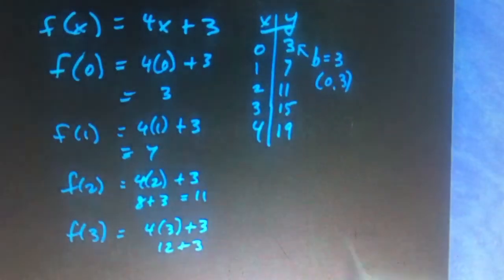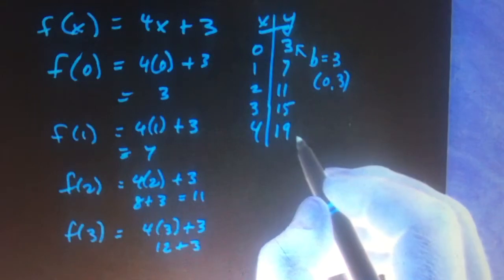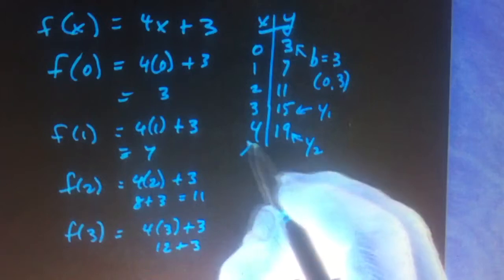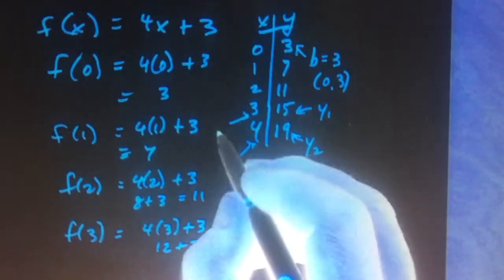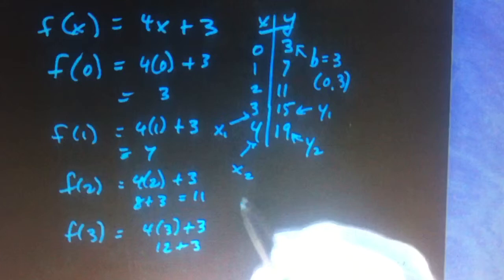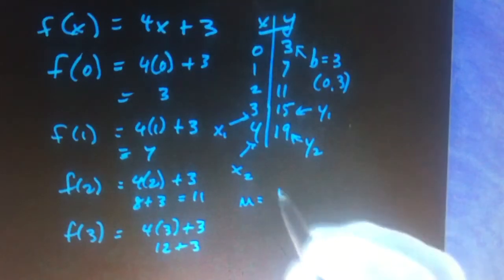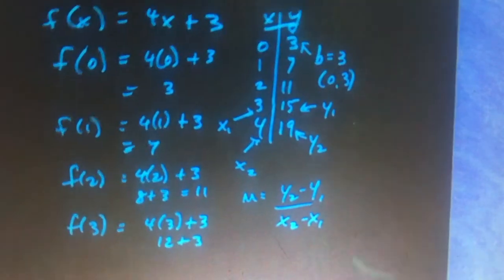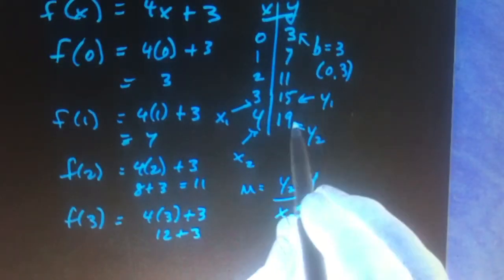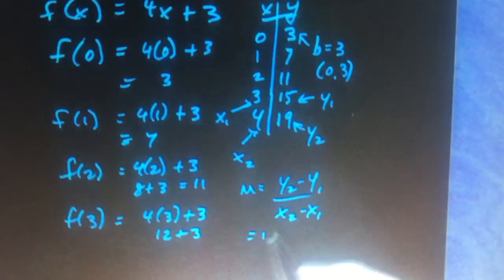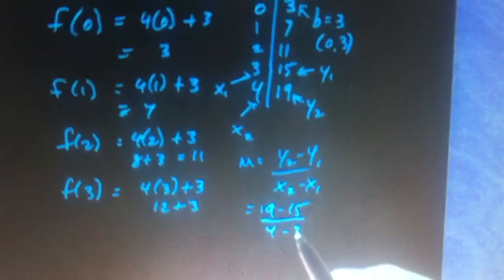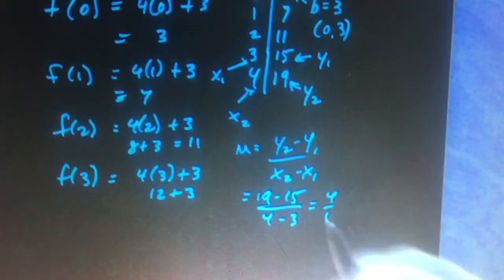And how do we get the slope? Any one of these points here can be y2, and this could be y1. This is x2, and this is x1. And then we have our formula for slope, m equals y2 minus y1 over x2 minus x1. I'm making it more complicated than you need it to be. Simply just go, for every one up here, we've got 4 there. 19 minus 15 over 4 minus 3. And our slope is equal to 4 over 1, which is equal to 4.